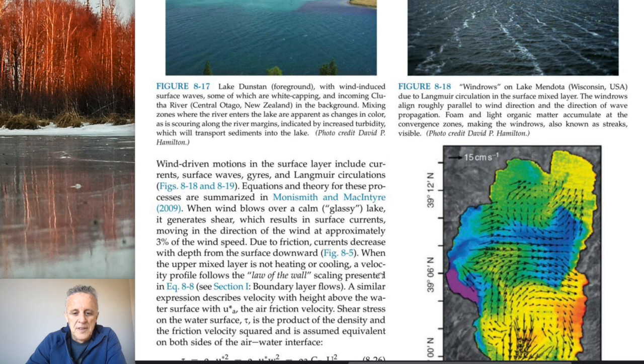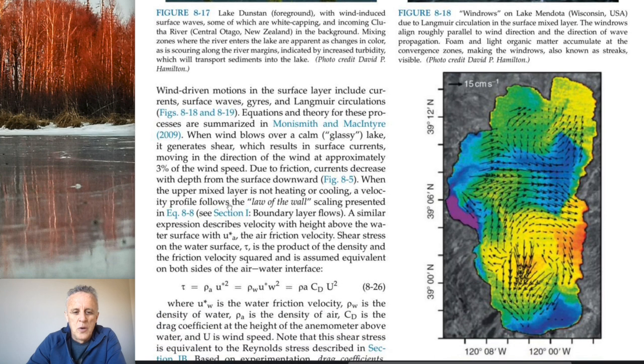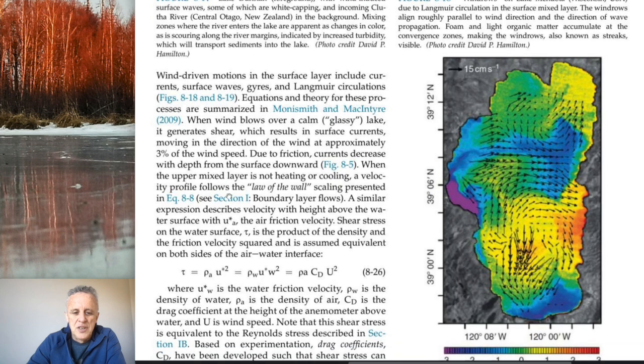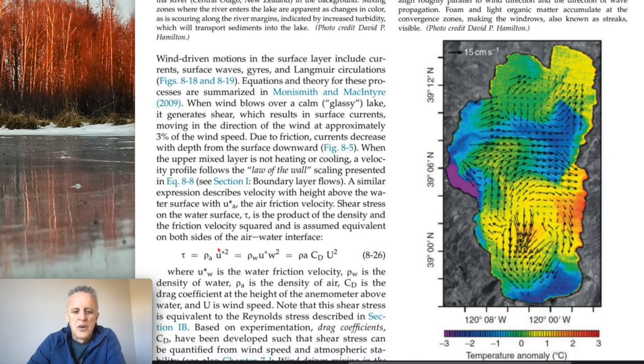All right, so equation and theory for these processes are summarized in Mooney-Smith and McIntyre. When wind blows over a calm glassy lake, it generates shear, which results in surface currents moving in the direction of the wind at approximately 3% of the wind speed. Due to friction, currents decrease with depth from the surface downward.